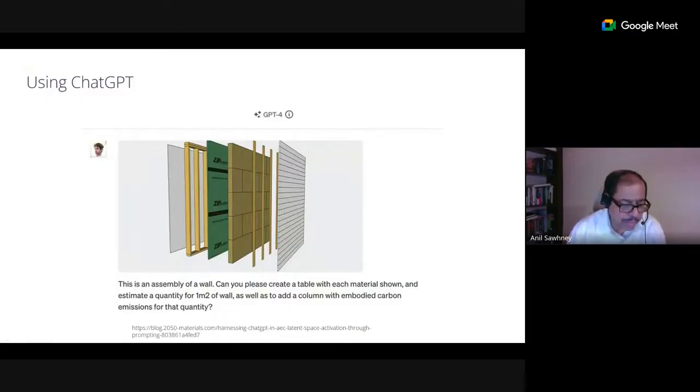This is an example from a company called Materials 2050. This is basically ChatGPT helping. So you upload the image of your wall and you're asking ChatGPT, GPT-4, to look at this assembly and create a table of, so in Revit, you have that feature called create parts, right? So it's essentially going to look at these parts. It will calculate the quantities, and you're giving it 1 square meter, and then it can calculate the embodied carbon emissions.